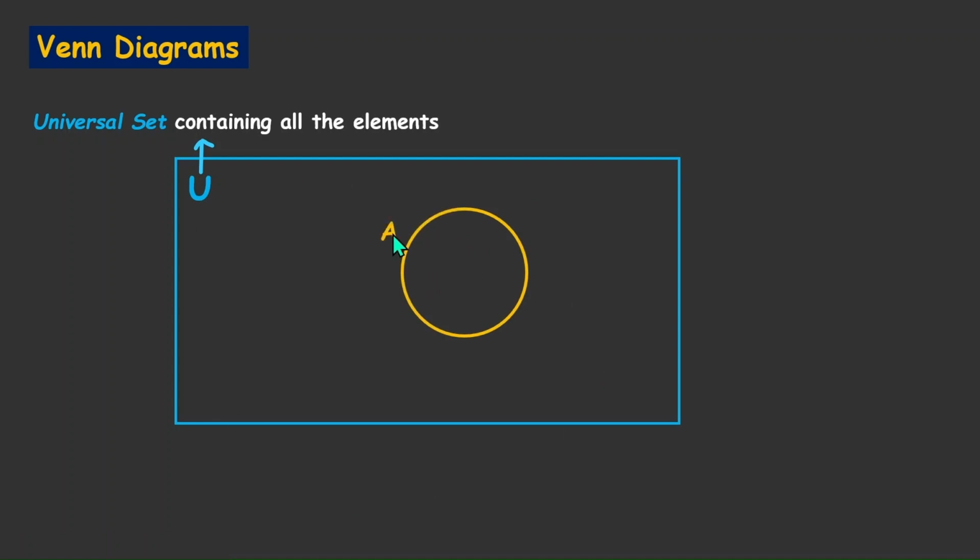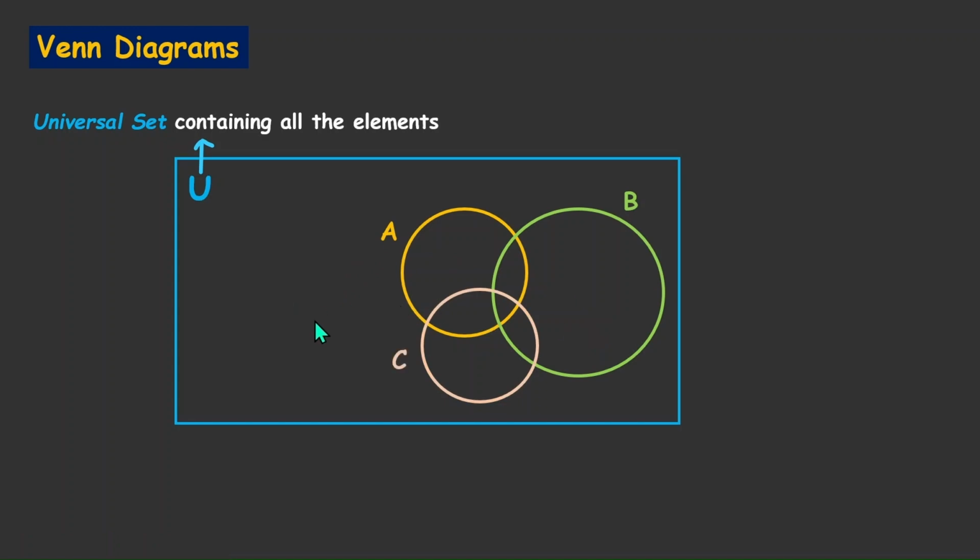So here A represents a set and all the elements inside the circle A would be the elements of set A. And so we can represent different sets that are part of the universal set. So say another set is B or C and there's another set called D. So all these circles represent the sets and all the elements inside that circle represent the elements of that set.